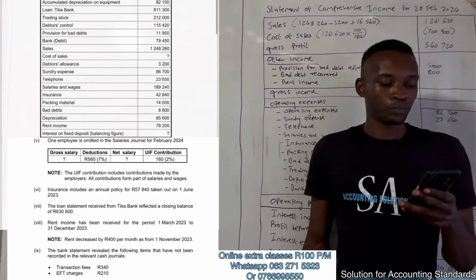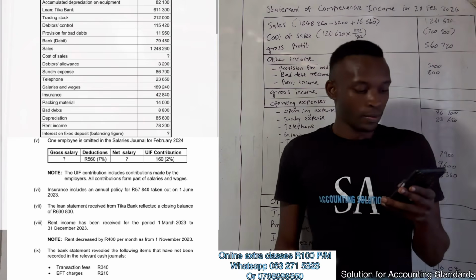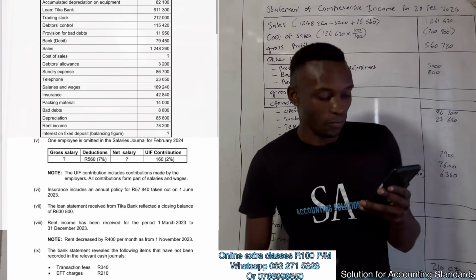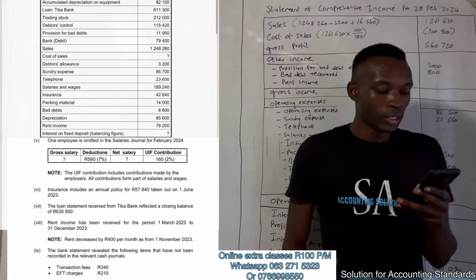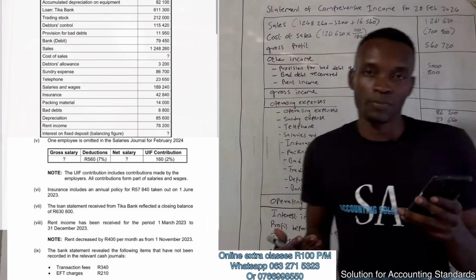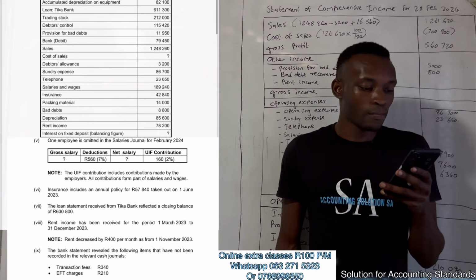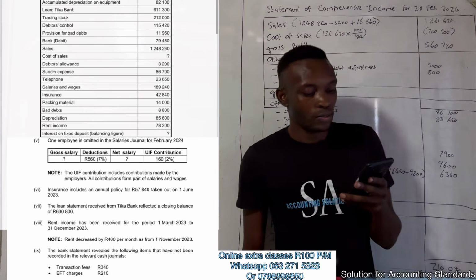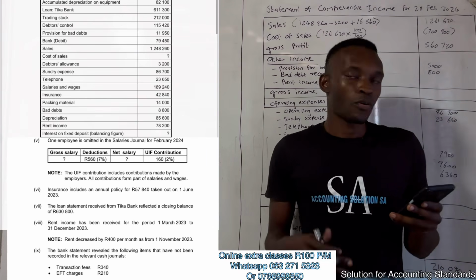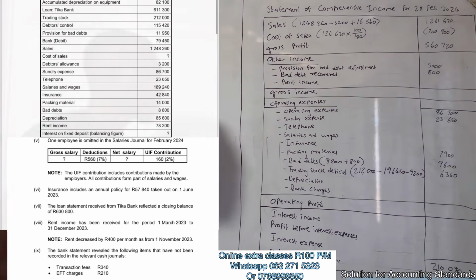Okay, moving to the next one, Roman figure number 5. One employee is omitted in the salaries journal for February 2024. Okay, and gross salary, deduction, net salary, UIF, and contribution. Okay, then UIF contribution includes the contribution made by employers, or contribution forms part of salaries and wages. In other words, after we have done the calculation of the salary, we must also add what? Contribution in the same amount to salaries and wages.